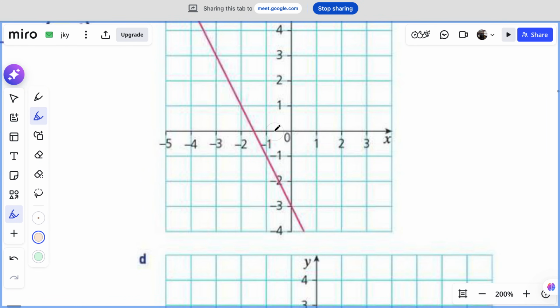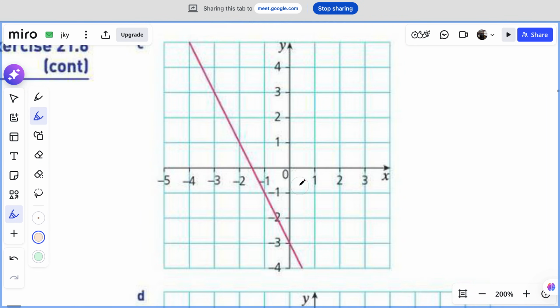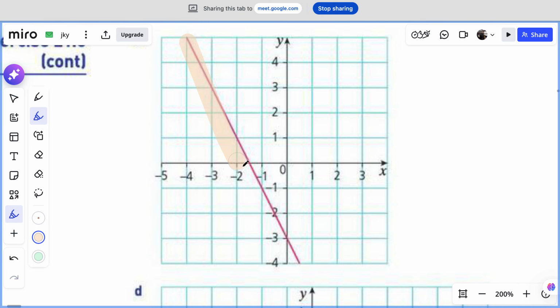Now let's go to the gradient of a straight line. We said the equation of a line is given by y equals mx plus c. This is the equation for the gradient of a straight line, for simplicity.